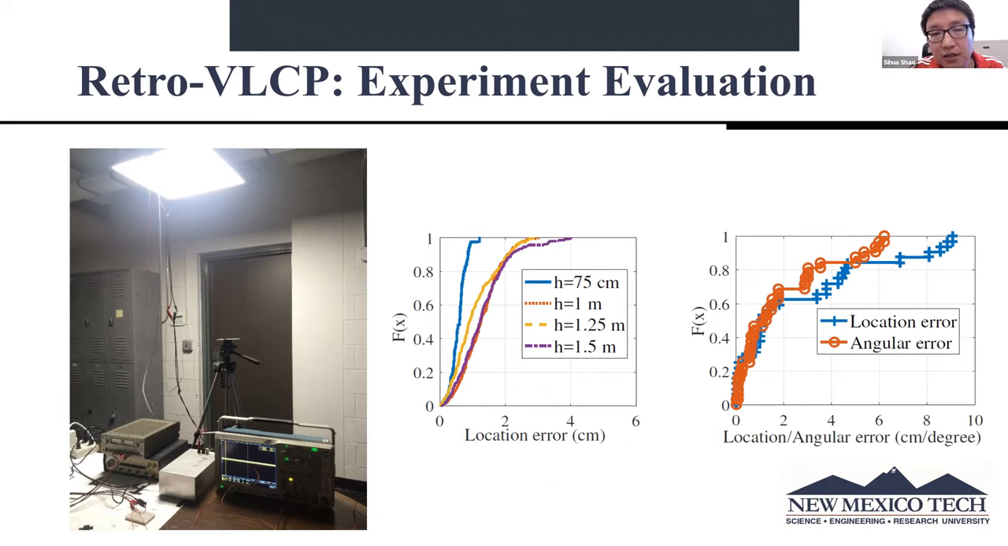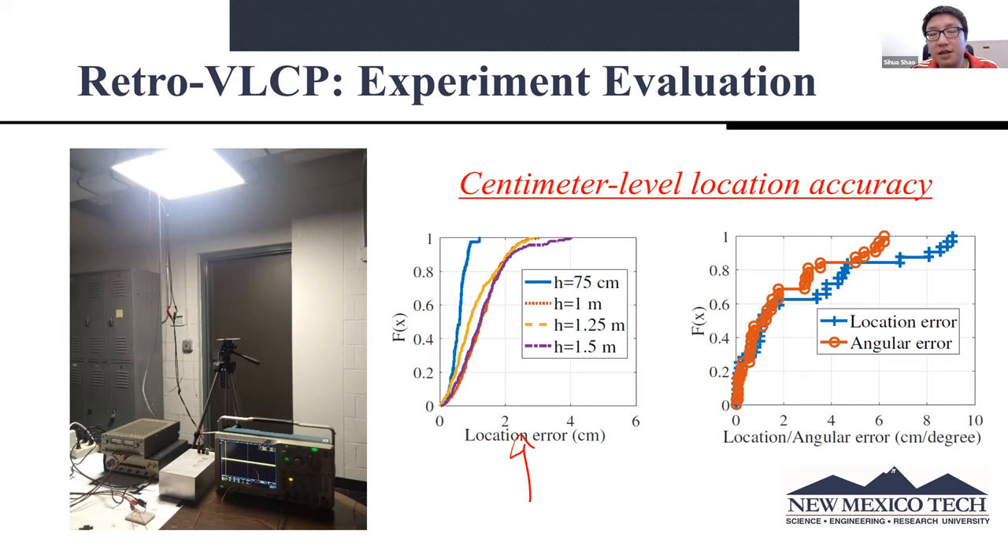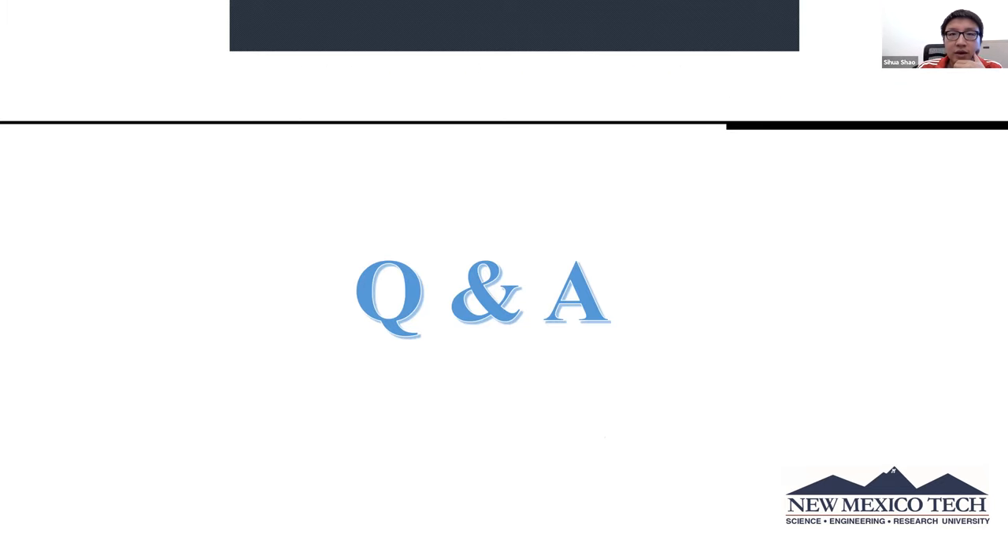The first plot shows centimeter-level location accuracy. If we include the orientation, like the azimuth angle and the elevation angle of the corner cube, together with its location, it can also achieve centimeter-level location error, although a little bit higher, and single-digit orientation error for the angle. So that concludes my presentation today. And now we enter the last part, Q&A.